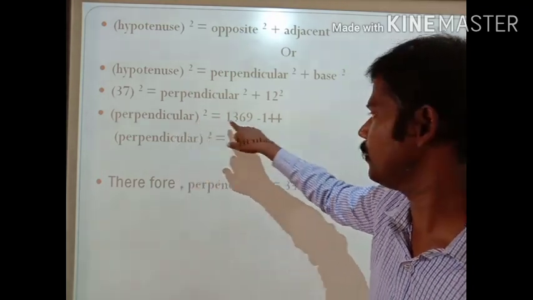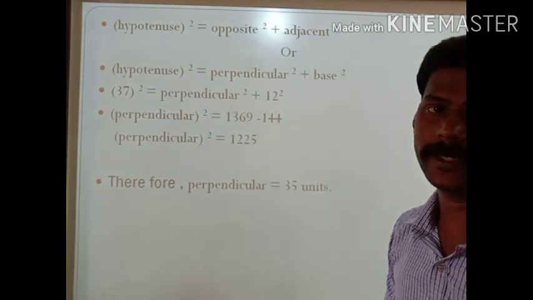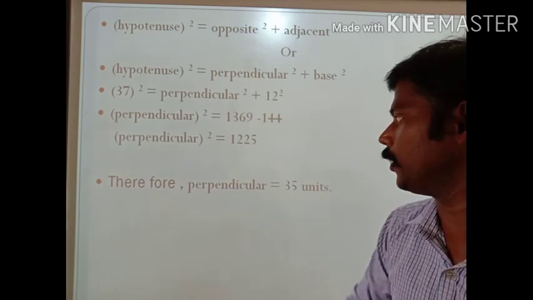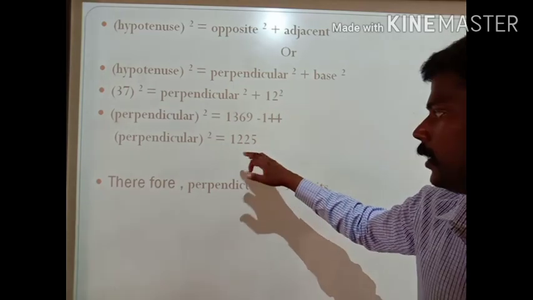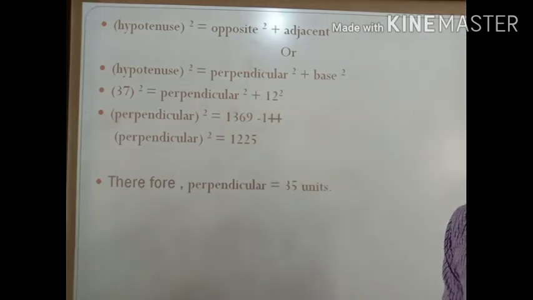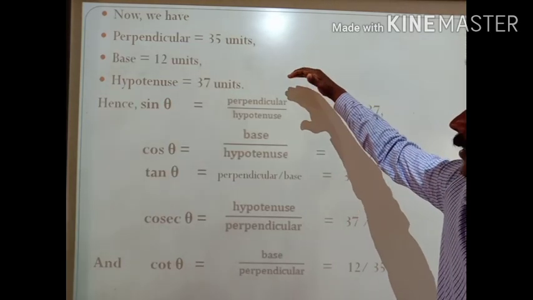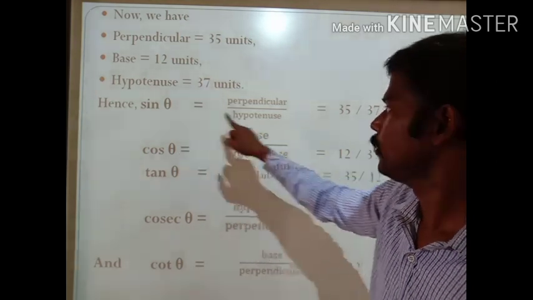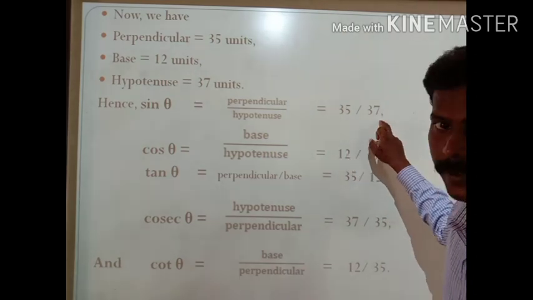Perpendicular square equal to 37 square, how much? 1369. 12 square how much? 144. Simplify. 1225. So square root on both sides. So perpendicular equal to 35 units. Now we have 3 quantities: perpendicular, base, hypotenuse. Now sin theta. Sin theta means what? Perpendicular by hypotenuse, 35 by 37.